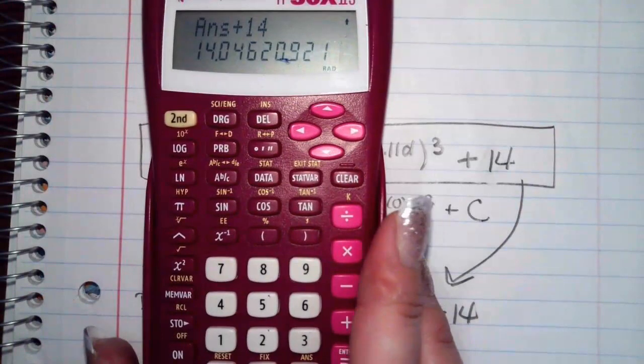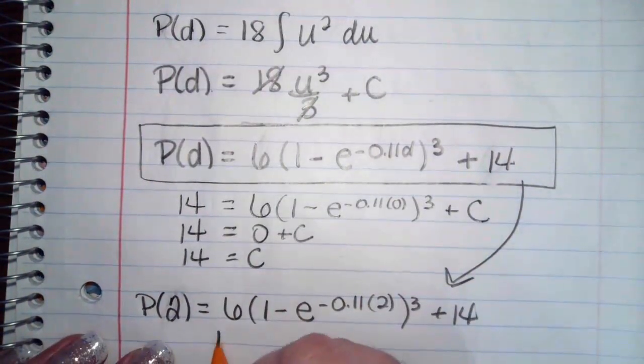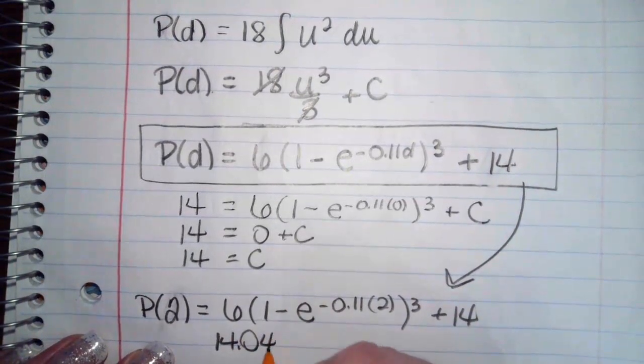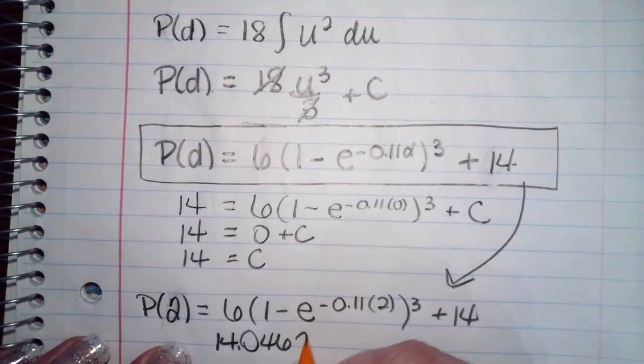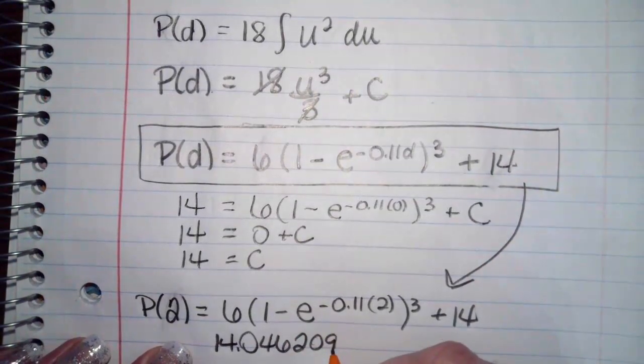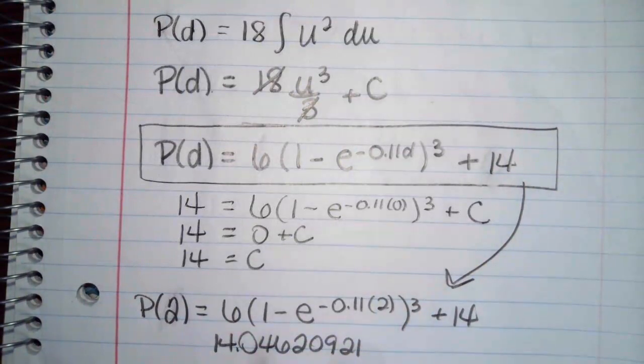So we get 14.04620921. So that's how many items somebody with 2 days of experience can produce, which is not much more than 14. Anyway, that is it for Module 9.